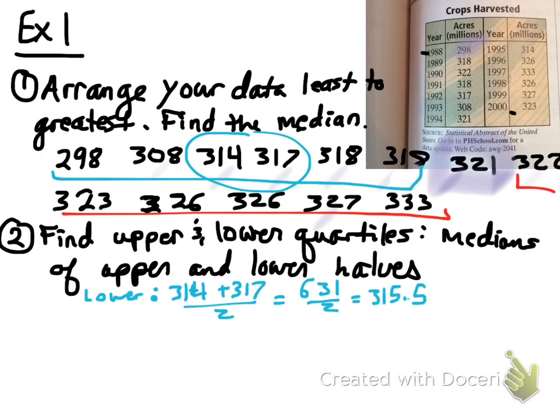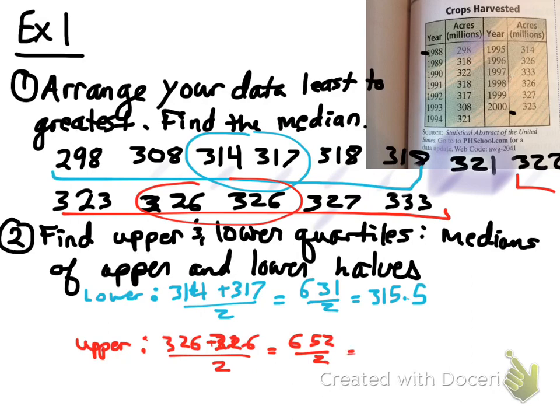So that's my lower quartile. Now my upper quartile, again, there's 6 numbers: 322, 323, 326, 326, 327, 333. So I'm going to find the average of my upper median. My 2 middle numbers are 326 and 326. I'm going to add those together: 326 plus 326 is 652, over 2, which equals 326. So when you have the same number divided by 2, it's just going to be itself.